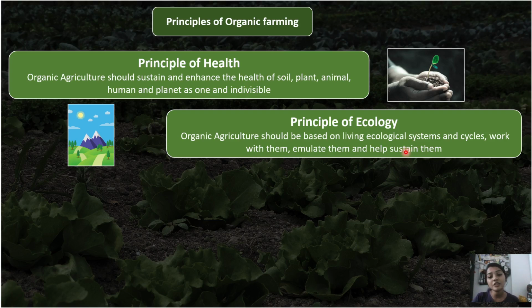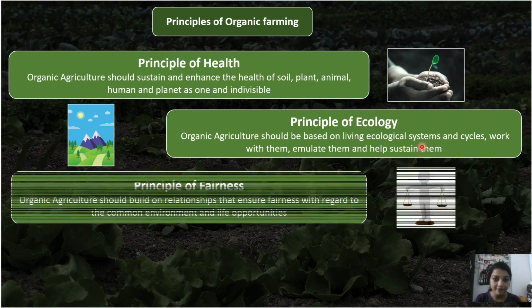Because if these ecological systems get disturbed for any reason, this means that the farming we are carrying out is not organic farming, right? So all our activities should help in sustaining this ecological system and cycles. If you use more chemicals, this is not going to sustain the ecological system, and this will ultimately hamper all the cycles and the ecological system. So this should be maintained.